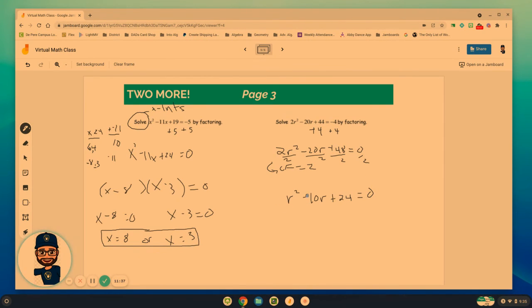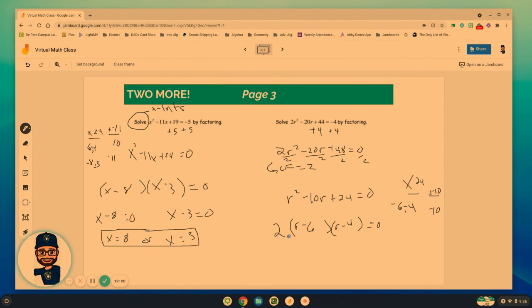And then, now that we took out the GCF, we're going to try and factor this one down here. Going to factor where I need 2 numbers that multiply to 24, but they also add up to -10. Well, as we kind of discussed, that's going to be -6 and -4 because they multiply to 24, but if I add them, they do add up to -10, meaning I have r minus 6 and r minus 4 equals 0. And then don't forget, bring that GCF down here.